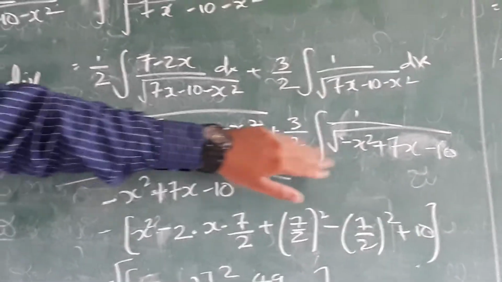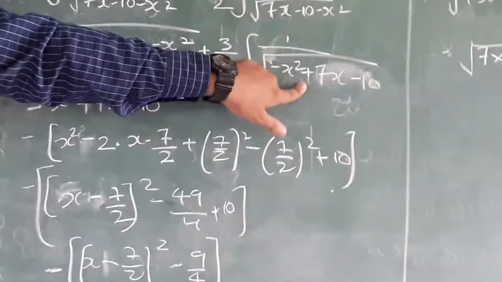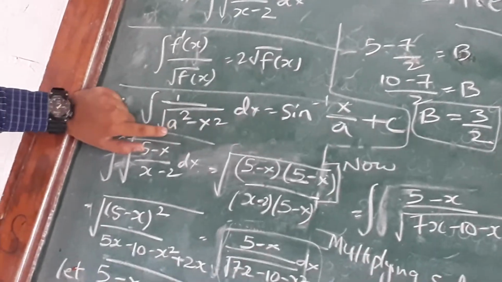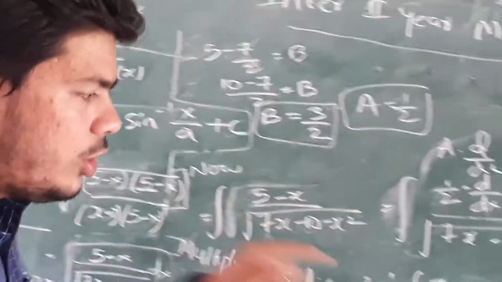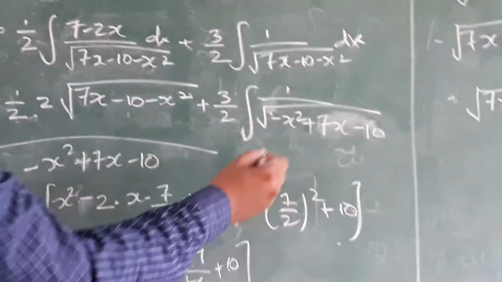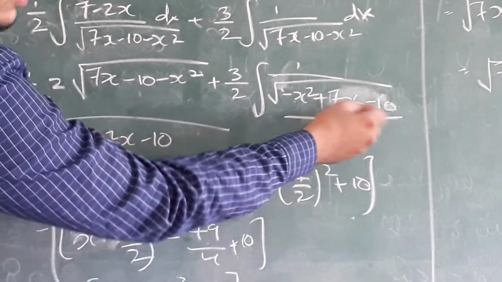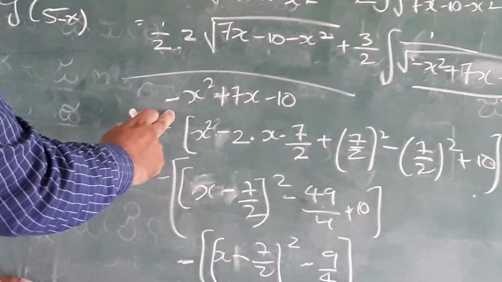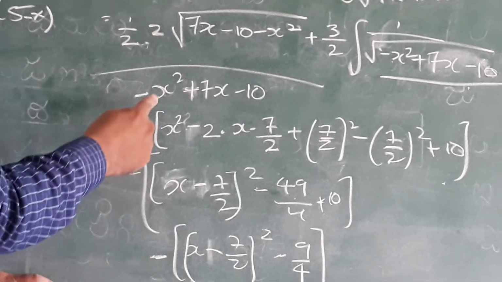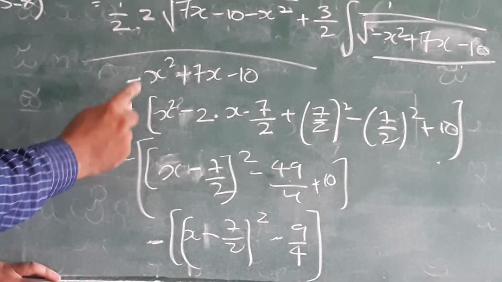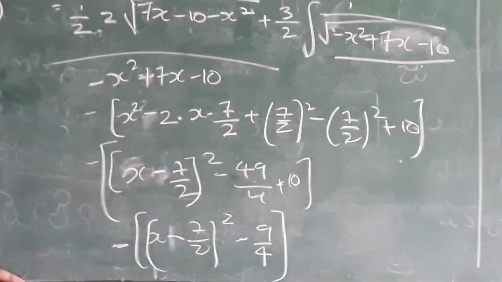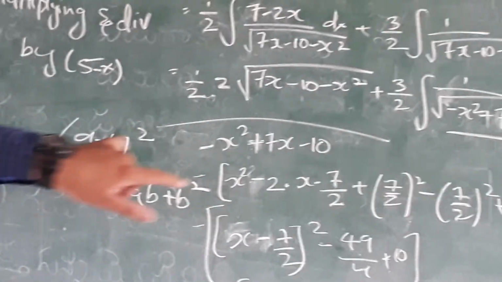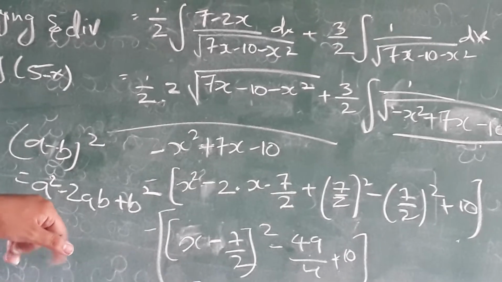Now we have to bring this value into the form of a formula. This is the formula, under root a square minus x square. This type of formula we have to bring for the denominator value. Just keeping this, we see minus x square plus 7x minus 10. Now let's make it into a square minus b square. Just see, we are taking the minus common, so the signs will be minus and plus. We are making it in this kind. First, for a square it should be plus every time.